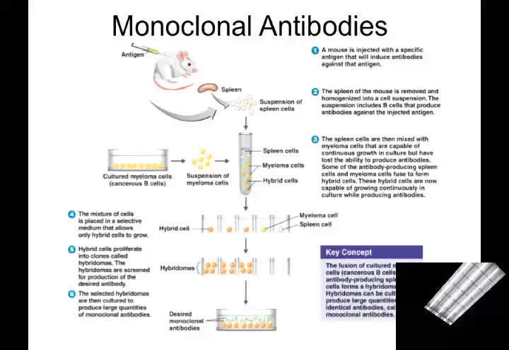Now, it's important that the mouse has an immune response against the antigen because what is one of the first things that happens when a B cell encounters the antigen?